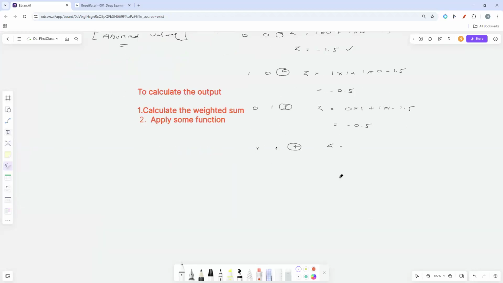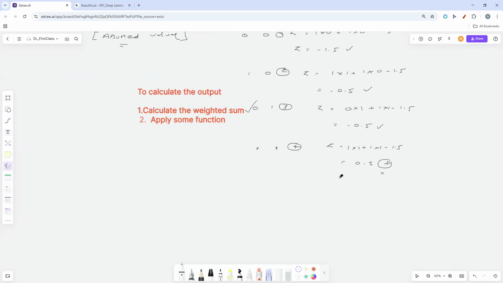Don't get confused on these things. 1 into 1 plus 1 into 1 minus 1.5, which becomes 0.5. So all these are negative values and you got one positive value here, right? So the first step is done. The simple weighted sum is done.